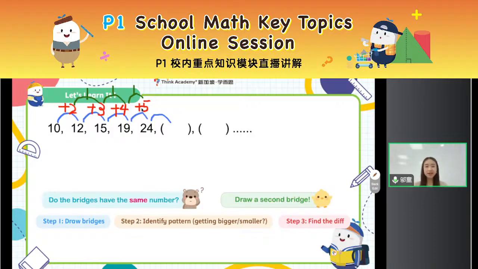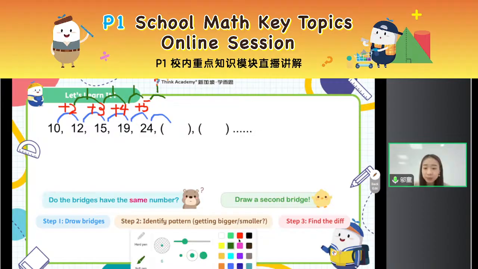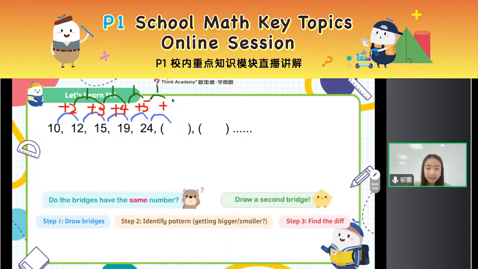Oh, here we can create 2 bridges to help us to find the result. And which means if I plus a 1 on my next difference, how many are we supposed to plus for the next difference? We plus 6. Okay, I noticed there are already 2 students who got the first answer correct. Very good job. 30. Yeah.